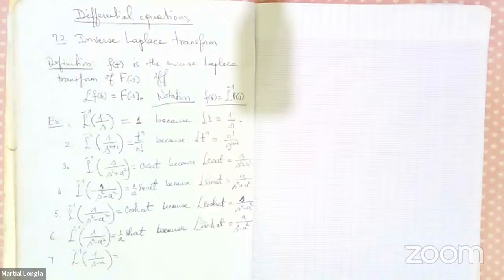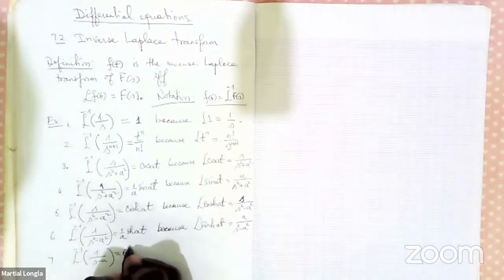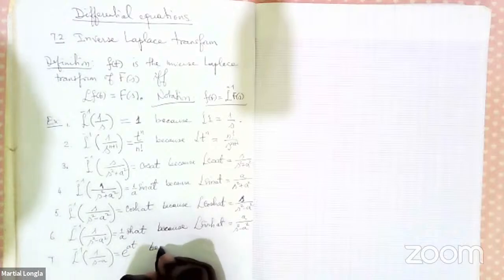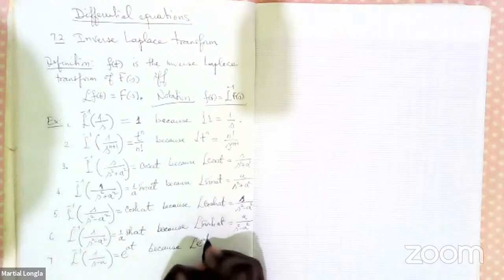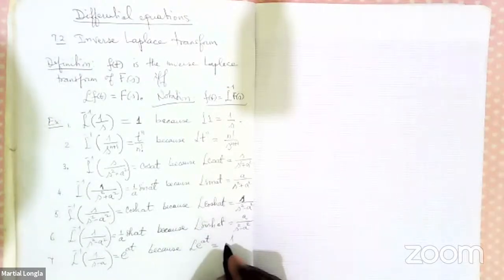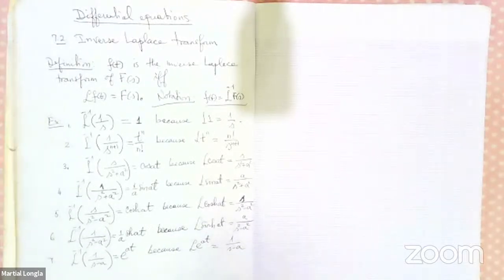Is that exponential to the at? Correct. That's e to the at, because the Laplace transform of e to the at is 1 over s minus a. So these are the basic inverse Laplace transforms that you might need.